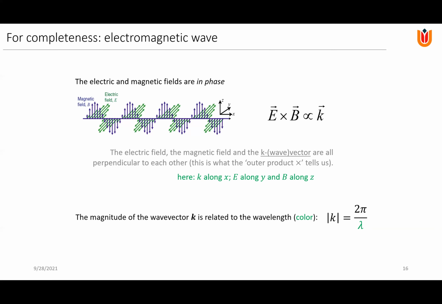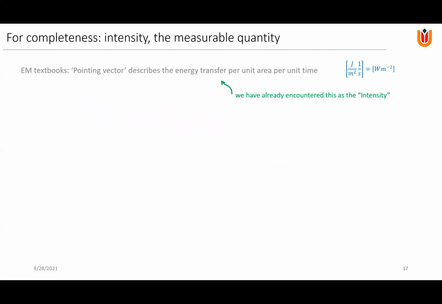The magnitude, so these are vectors. You can calculate the magnitude. That's the familiar wave vector K, so pi over lambda, related to the color. If you look at an EM textbook, then you will see that what the previous slide described was actually the Poynting vector, the vector that describes the transfer of energy per unit time or per unit area, something like that.